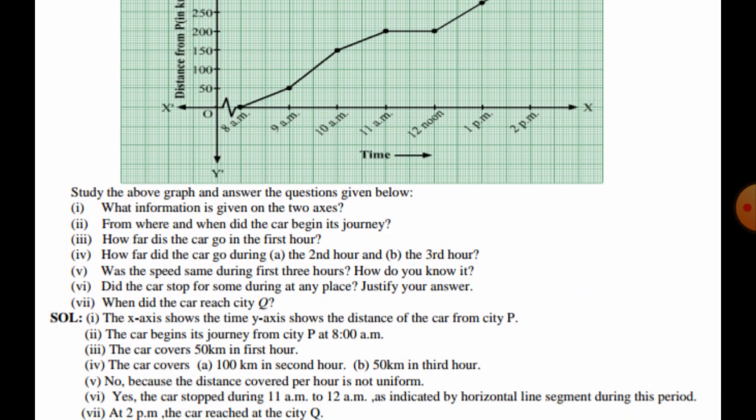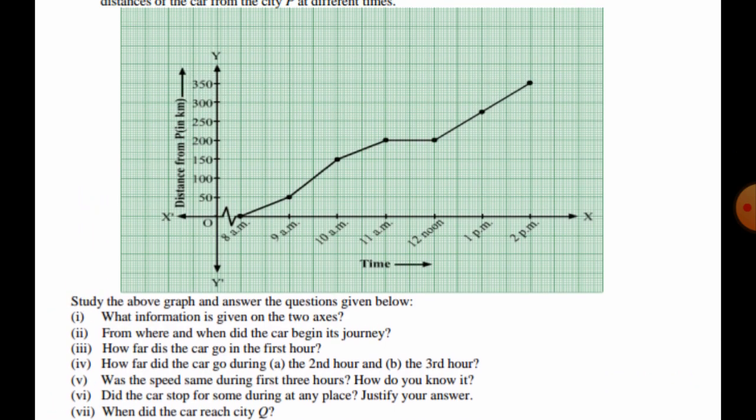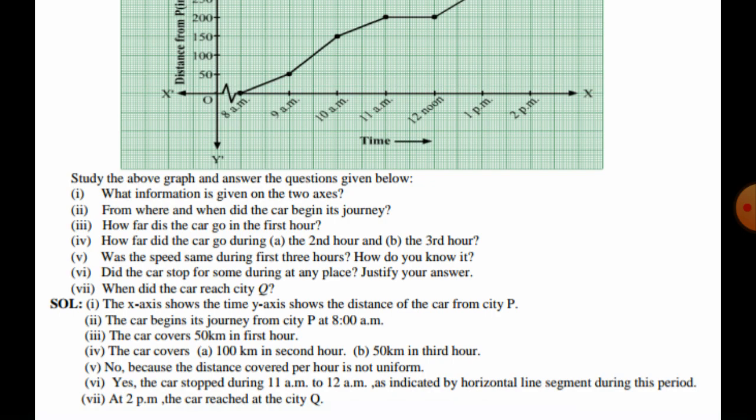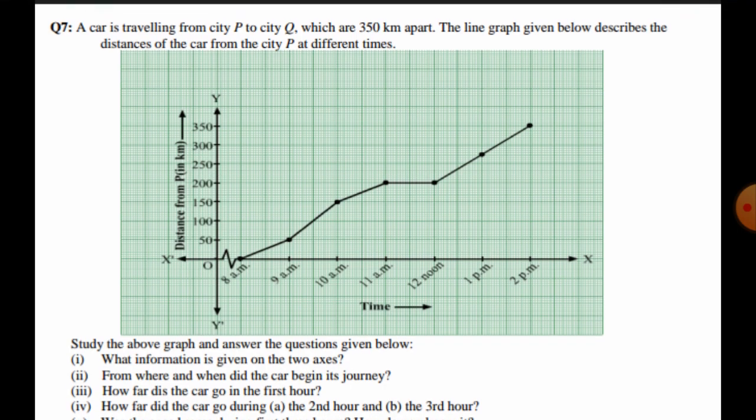Now the third part is asking how far the car goes in the first hour. So in the first hour how much distance, or we can say how fast, that is speed, the car covers. First of all we can tell the distance. The distance is given as 50 for the first hour, and for the second the gap of 50 is given. So we can say that the car covers 50 kilometers in the first hour.